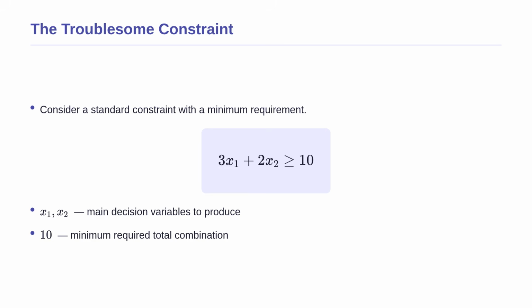This concept leads us to look at a standard constraint that causes trouble. In many problems, we have a minimum requirement, represented by a greater than or equal to sign. Here, x1 and x2 are our main decision variables, representing things we want to produce. The total combination must be at least 10. If we increase x1 or x2, we easily meet the requirement. However, to use our mathematical machine, we must turn this inequality into an exact equation. The simplex method cannot work with inequalities directly, which sets the stage for our next step.